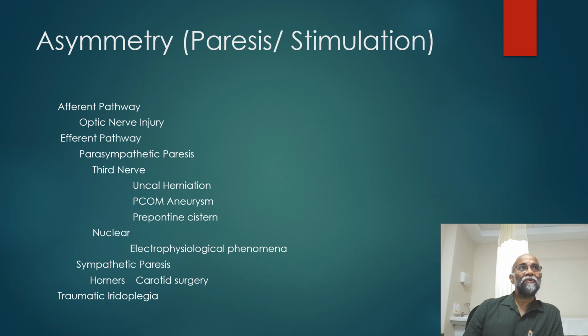Another cause of an ipsilateral or unilateral dilated pupil is direct trauma to the eye, which results in a condition called traumatic iridoplegia. I have seen this in patients with shuttlecock injuries to the eye. A unilateral dilated pupil in a person who is otherwise neurologically intact and alert after a shuttlecock has hit his eye is probably suffering from traumatic iridoplegia.